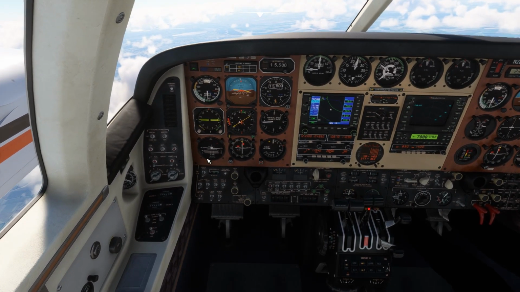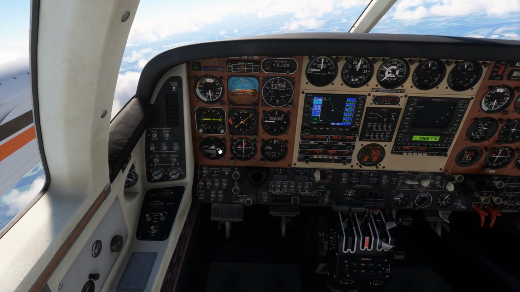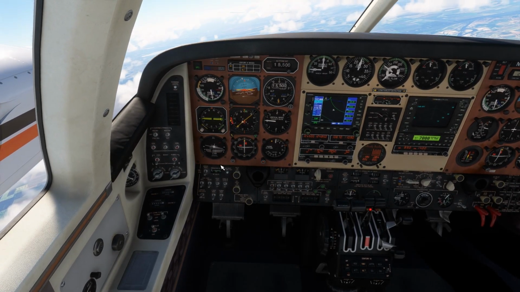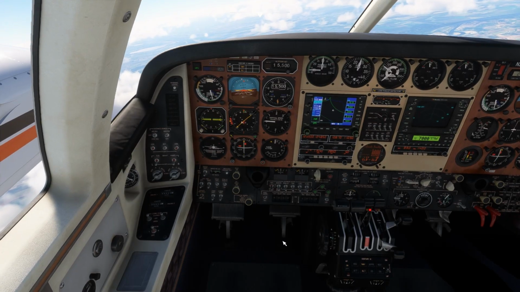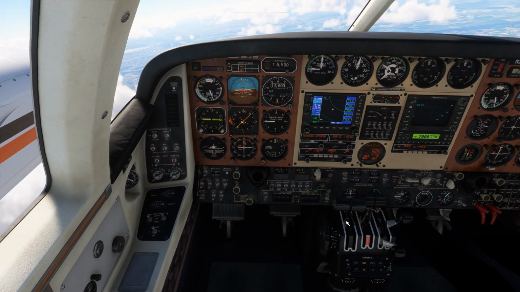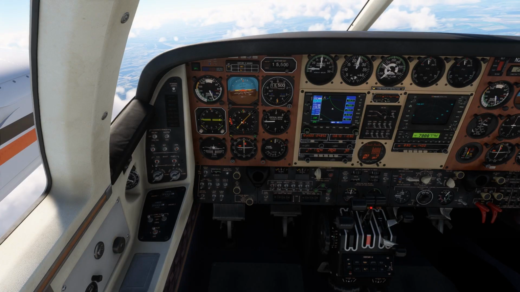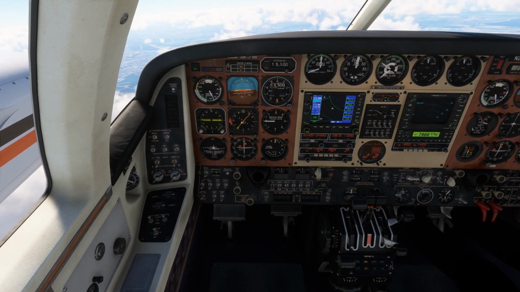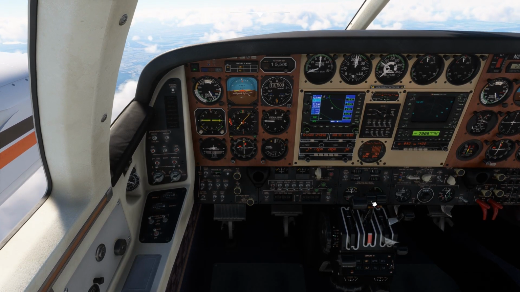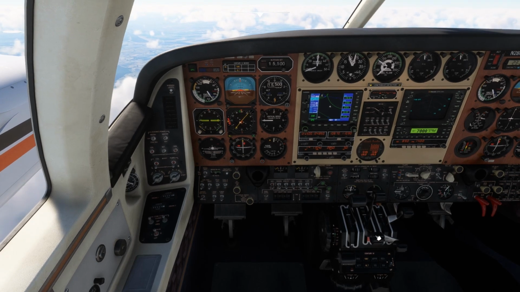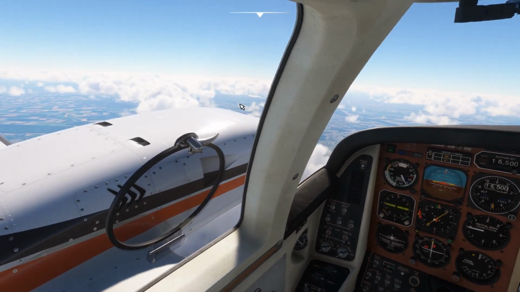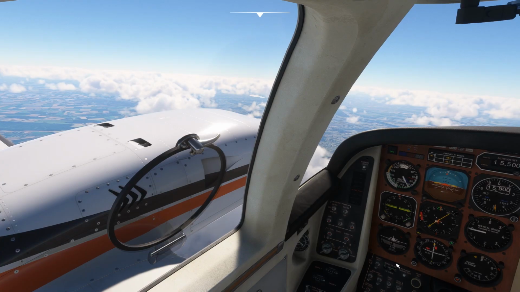I'm stepping right, so left engine has failed. I also checked that with the low torque light on the prop lever. Left engine has failed. Prop feathered.